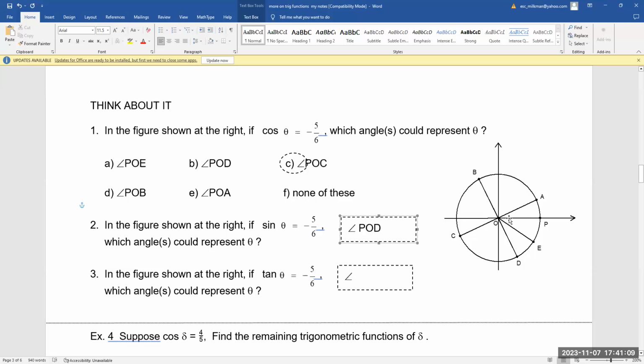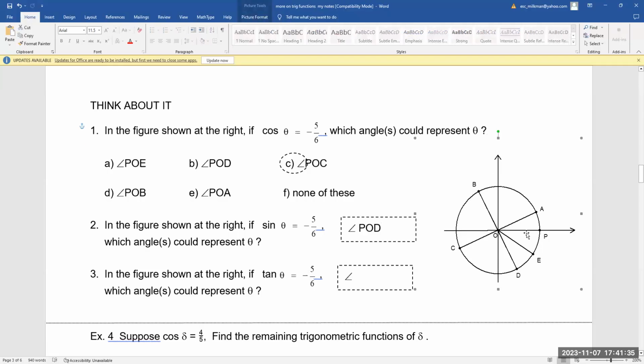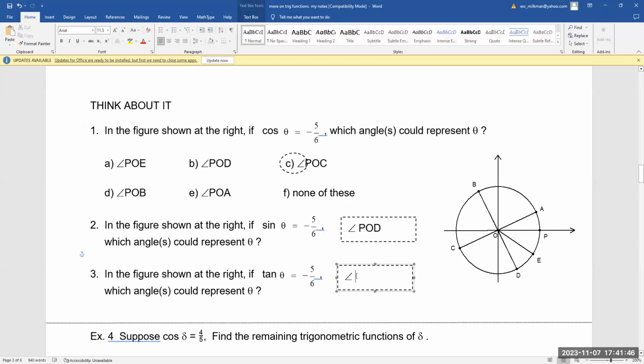Okay, let's look down here. What am I looking at? y/x. Does this look like y is 5 and this x value is 6? Not to me. Okay, we only have one more choice, this one. Does this look like it has a y value of 5 and an x value that's a little bit longer than that? Yes, to me, that appears to be angle POE. So hopefully you got those answers.